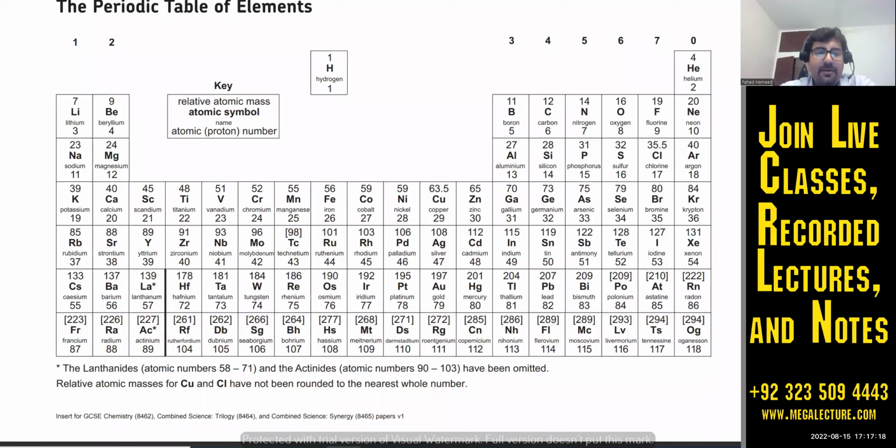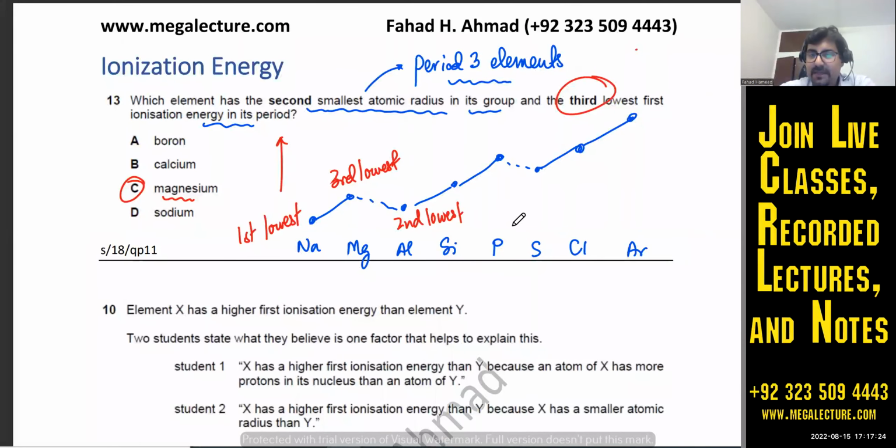And then he talked about it having the third lowest ionization energy in its period. So I knew it was a period 3 element, and then I looked at the period 3 sketch, and this is how the sketch looks. The third lowest ionization energy in its period: this is the lowest, this is the second lowest, and this comes out to be the third lowest. But this is the fourth, this is the fifth, sixth, seventh, eighth.